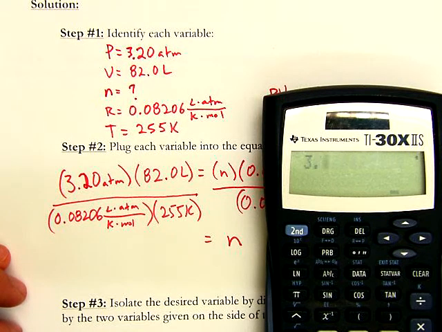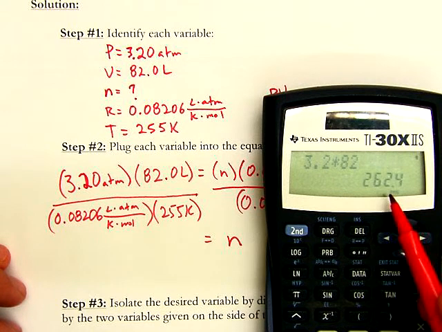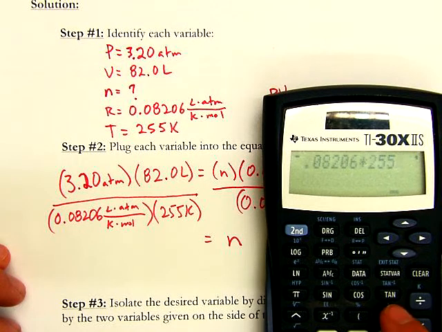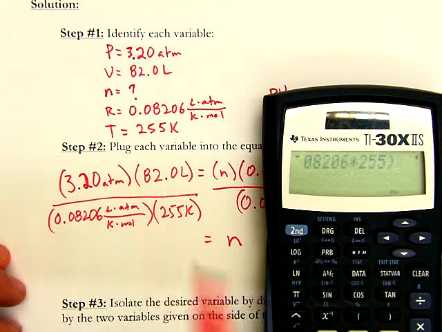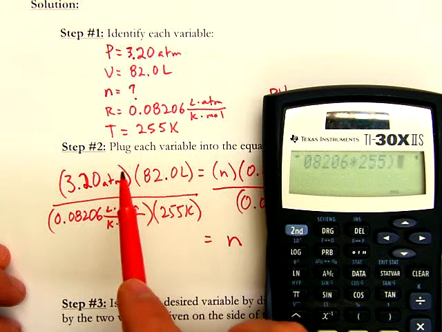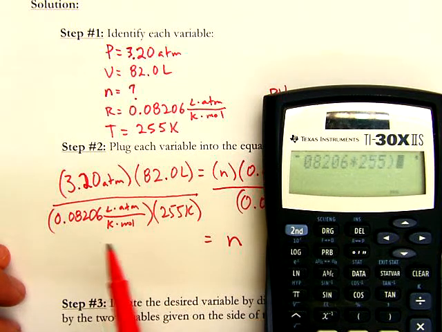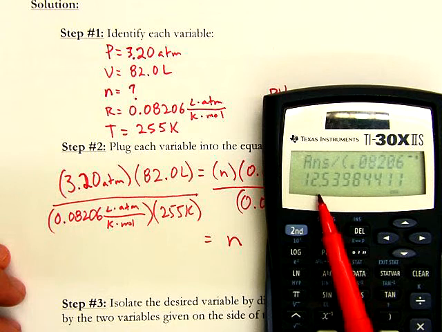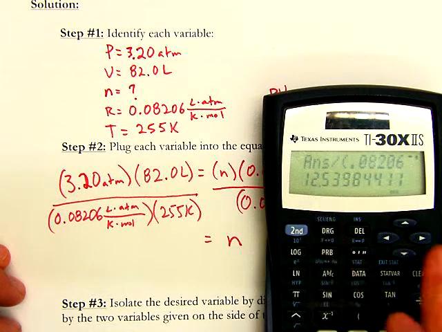Okay, so 3.2 times 82, okay, we get that number, but this time we say divided by, open parentheses, 0.08206 times 255, close parentheses. So now it's taking the product of the two numbers on top and dividing it by the product of the two numbers on bottom, and we get that, which is about 12.5.